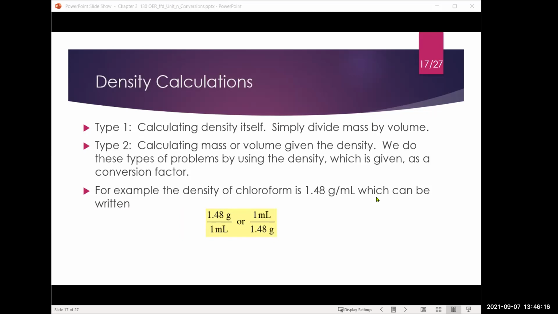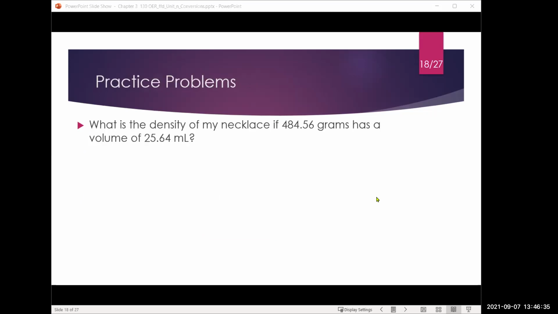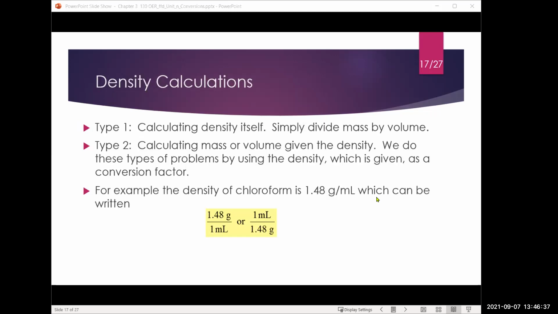Here's the density of chloroform. Chloroform is a chemical that used to be used to knock people out during an operation. They don't use it anymore. It has a density of 1.48 grams per milliliter, or I can write it as 1 milliliter per 1.48 grams. Which one I use depends on the question. We keep that in mind.